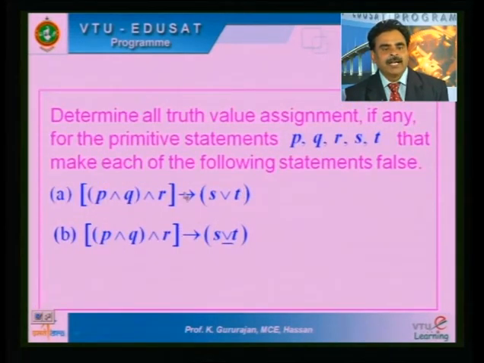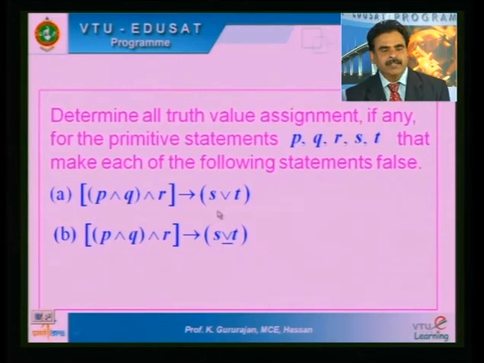Okay. Now I have a formula. I am interested in finding the truth values of what? P, Q, R, S, T, etc. But you are given that the implication is a false proposition. That means we are given that this implication is false. This implication is also what? False. But we are interested in finding what the truth value assignments are to P, Q, R, S and T.